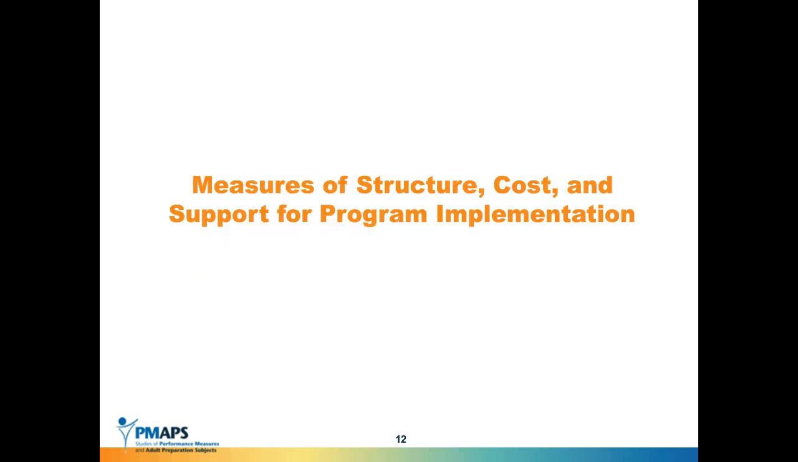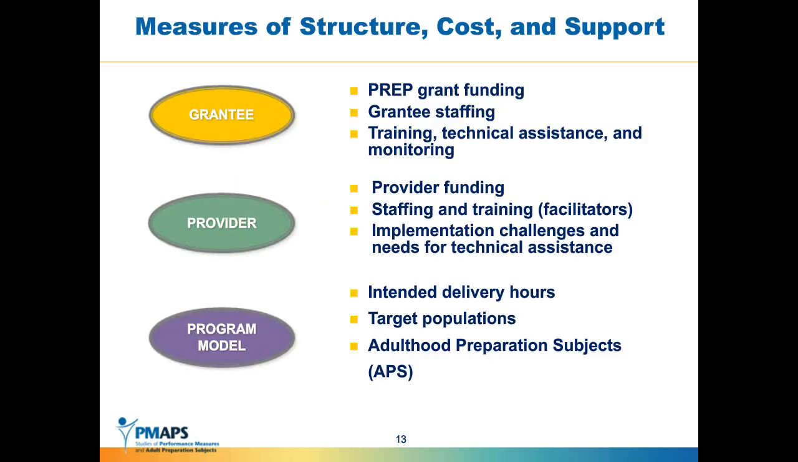So now let's focus in a bit more detail on the PREP performance measures of structure, costs, and support for program implementation. These measures are drawn from the grantee, provider, and program model levels. We'll look at measures related to funding, staffing, and training at the grantee and provider levels, along with additional measures of implementation challenges and needs for technical assistance that are collected at the provider level. Then at the program model level, the performance measures address program delivery, target populations, and adulthood preparation subjects. We'll go into more detail about all of the measures under each of these categories in the next slides.